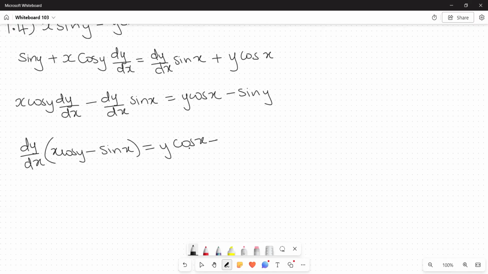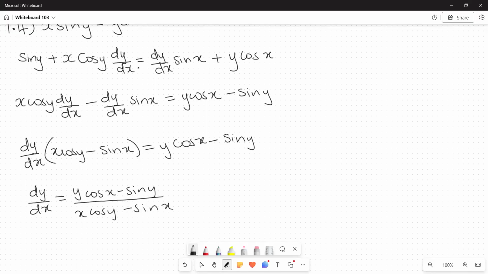Then make dy/dx the subject of the formula. dy/dx is equal to y cos x minus sine y over x cos y minus sine x.